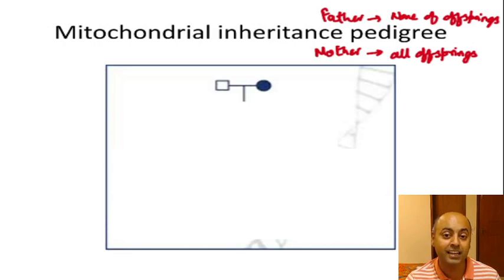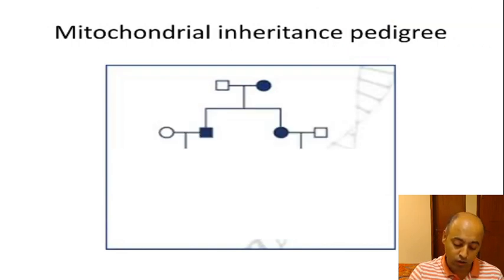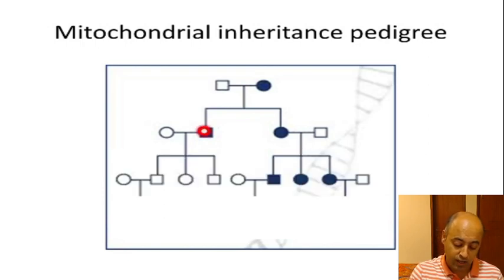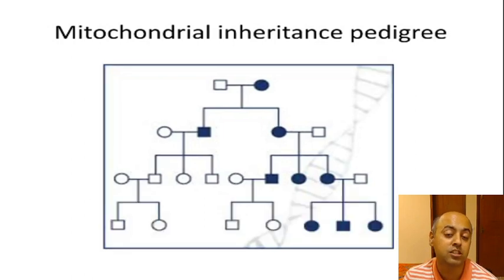Because of this, we have a very peculiar inheritance pattern. You can see here the female is affected, and in the next generation the mother transmits to all offspring, so the disease spreads to all of them. Here you can see one male is affected and one female is affected. The father cannot transmit the disease, so all his offspring will be normal, whereas the mother again causes the disease in all her offspring. The same pattern can be seen generation after generation, meaning only the mother will transmit the disease, the father cannot. This is the peculiarity of the inheritance pattern of mitochondrial DNA disorders.